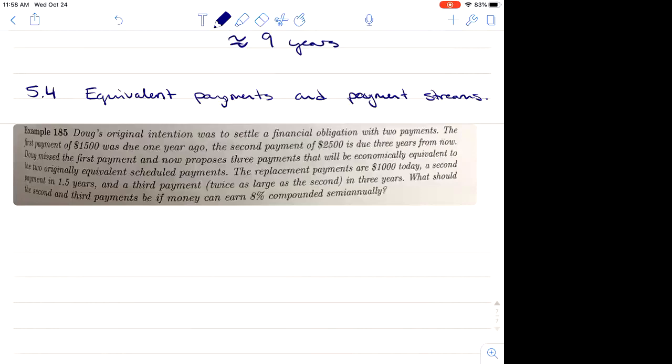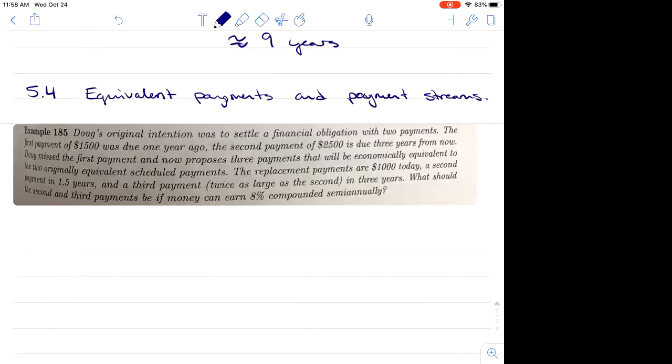Doug missed the first payment. This is always going to be the case. Oh, you missed the first payment. Now you have to restructure the loan. What happens then? And so Doug missed the first payment and now proposes 3 payments that will be economically equivalent to the 2 originally scheduled payments.